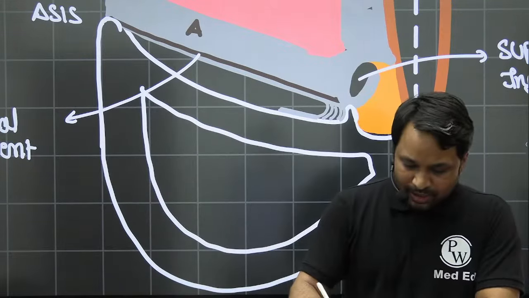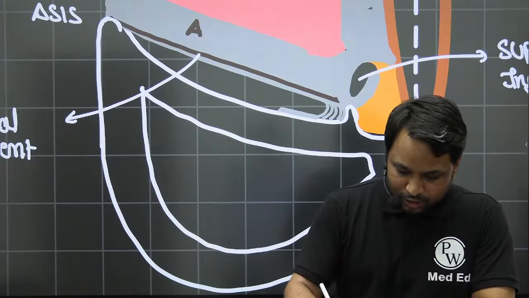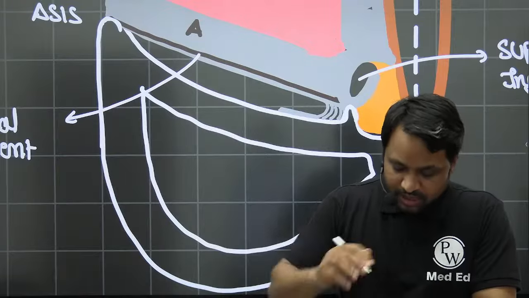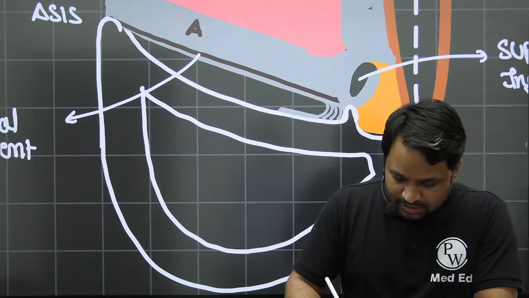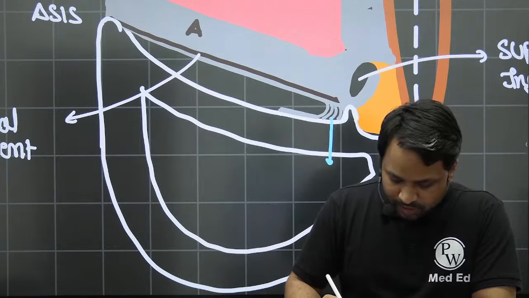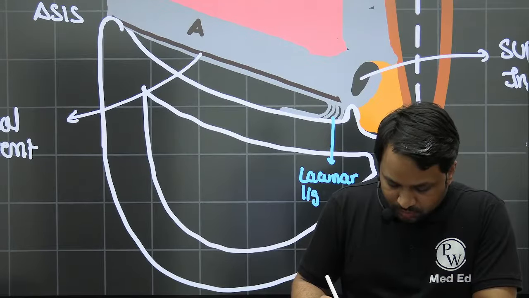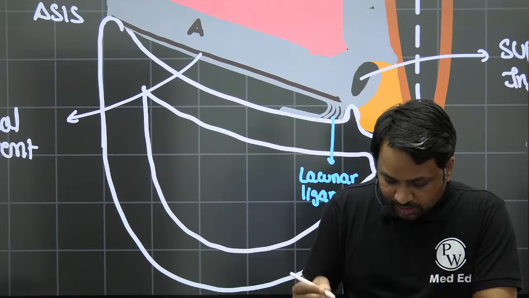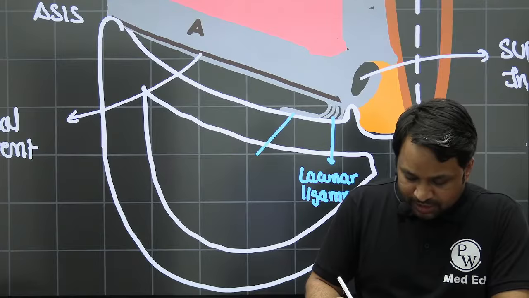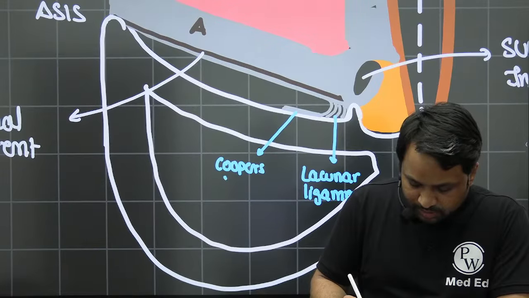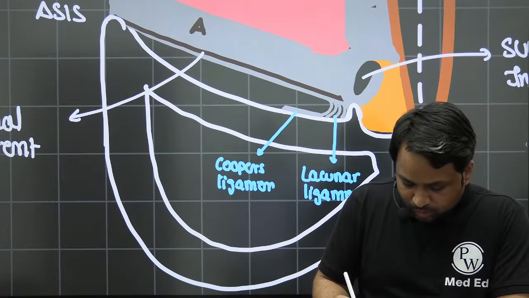So this inguinal ligament, when it continues, attaches to the pubic tubercle. Pubic tubercle ko jab lag ke ye attach hoke piche ki taraf ghum raha hai na, as it turns backward, this is what we call the lacunar ligament. And this extension of the lacunar ligament is what we call your Cooper's ligament.